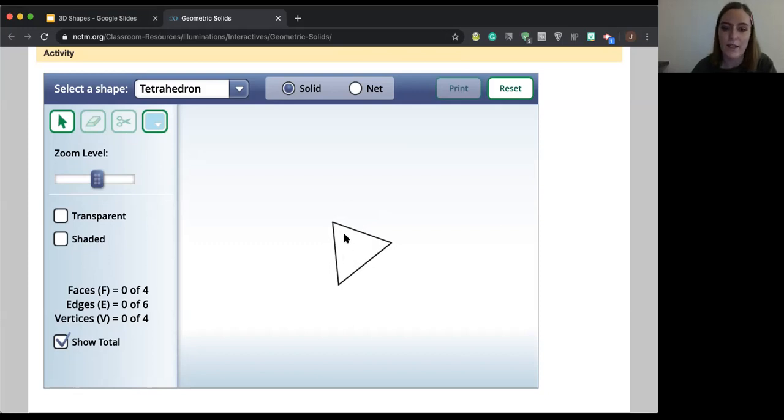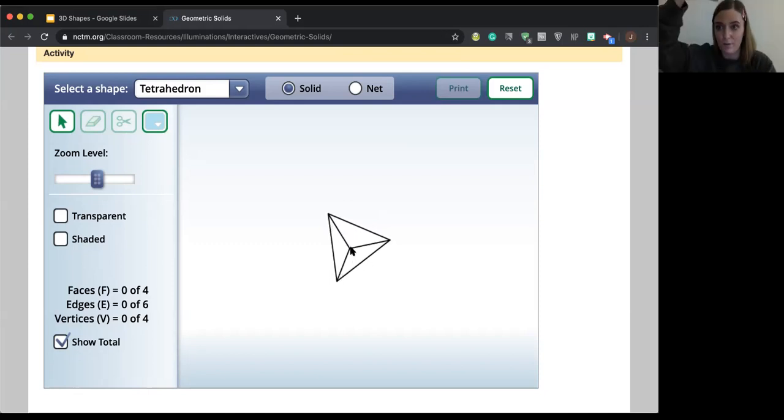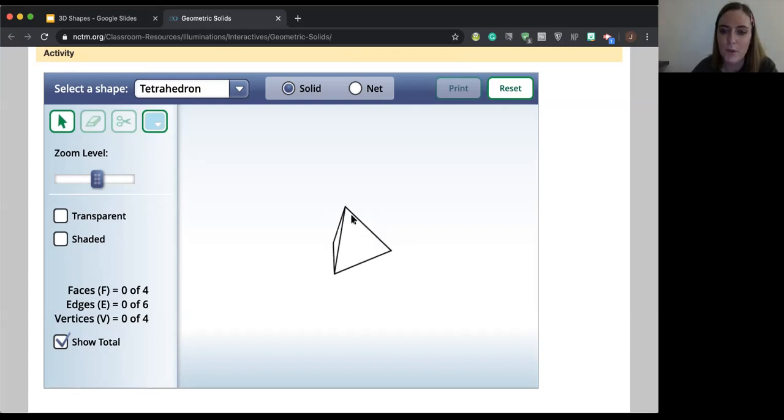Then if we are looking at the edges, let's look at it from this perspective. Each of these straight lines is an edge. We're looking at it from the top, bird's eye view, okay? So we have 1, 2, 3, 4, 5, 6. And then if we look at the points, we know that this guy's pointy. This is a vertex. So 1, 2, 3, and 4.